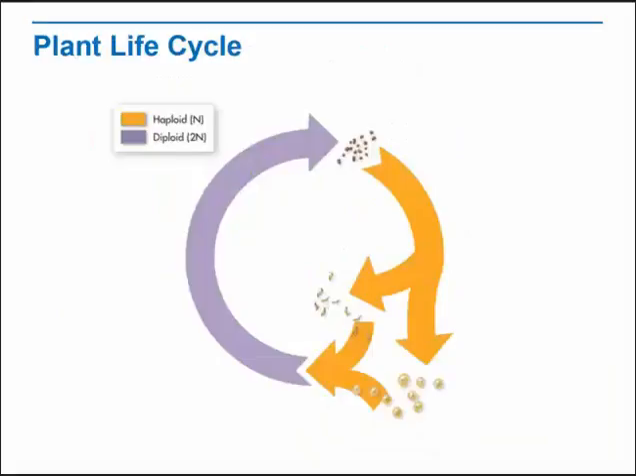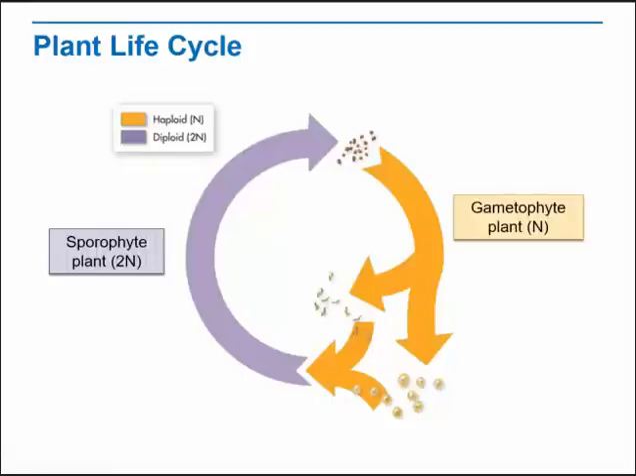What feature defines most plant life cycles? The life cycle of land plants has two alternating phases, a diploid or 2N phase and a haploid or N phase. This shift between haploid and diploid is known as the alternation of generations. The multicellular diploid phase is known as the sporophyte or spore-producing plant. The multicellular haploid phase is known as the gametophyte or gamete-producing plant.